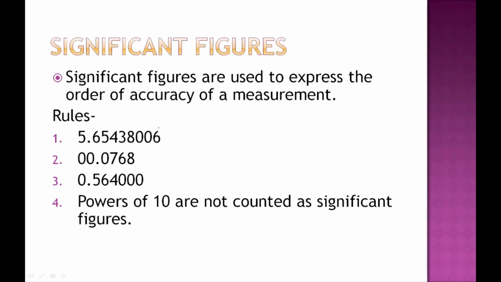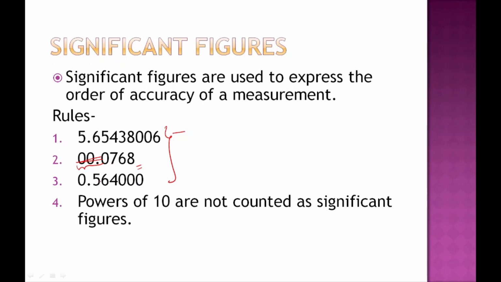Now let's quickly recall these rules. What does the first rule say? The first rule says that all non-zero digits as well as zeros between two non-zero digits are counted as significant figures. What does rule number 2 say? Rule number 2 says zeros placed to the left of non-zero digits are not considered significant figures. So these 3 zeros which are placed to the left of non-zero digits shall not be considered significant figures.